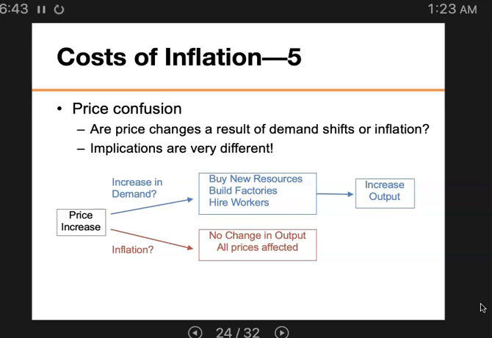Price confusion. Are price changes a result of demand shifts or inflation? The implication is very different. For example, if the price increase is the result of an increase in demand, firms will want to hire new workers, build factories, and spend money on new resources. Expansion, right? Increase the output. But if the price increase is caused by inflation, there's no change in the output, just prices. So the implication is very different, so be very careful.